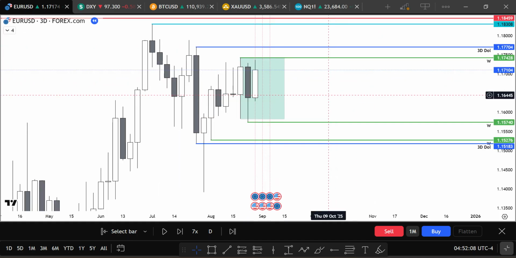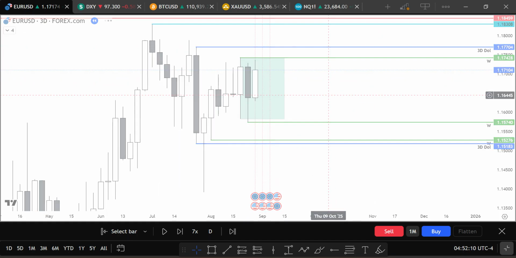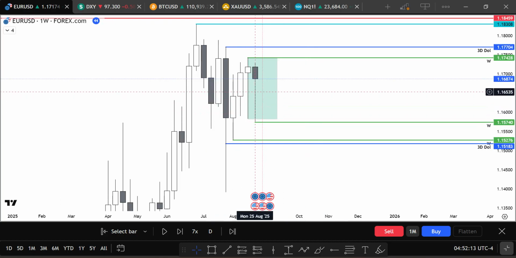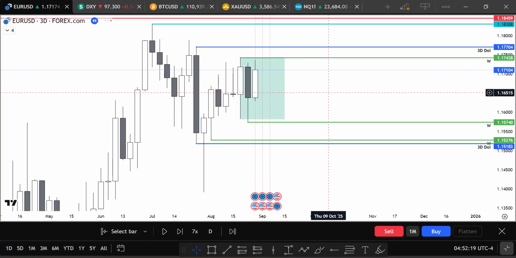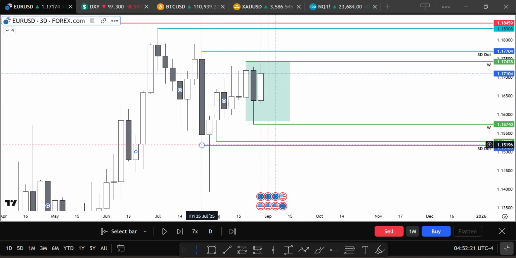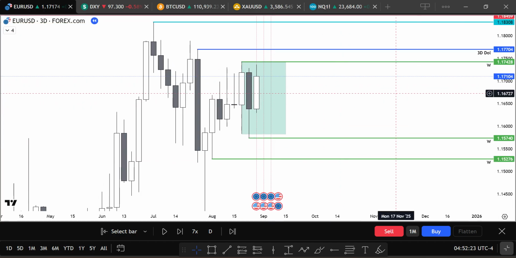But when you check the weekly time frame, you can see there is no candle closing below the previous candle low, right? So the bias is still bullish for the week on the higher time frame. So yeah, I'm expecting the bullish side.